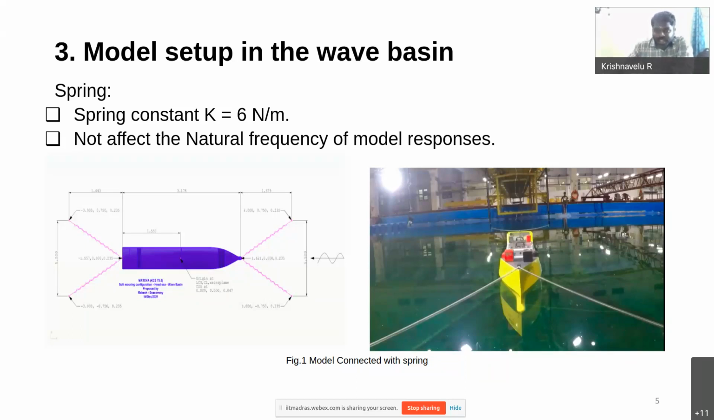Here, the second picture on the right side shows how we hold the model at the center of the wave basin. Only then are we going to generate the wave, and only then are we going to obtain the response of the ship. Next slide.